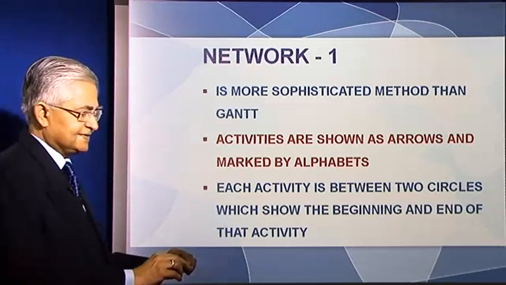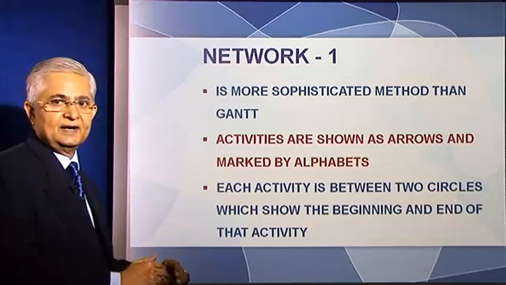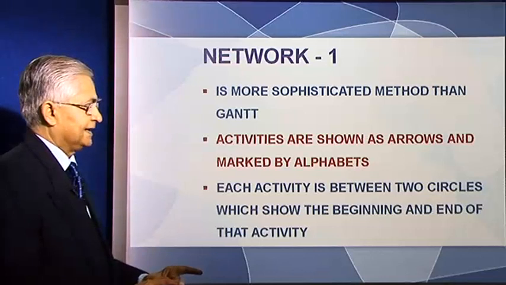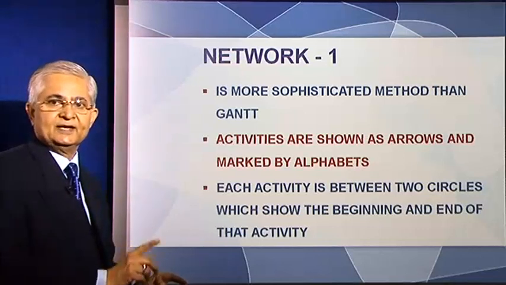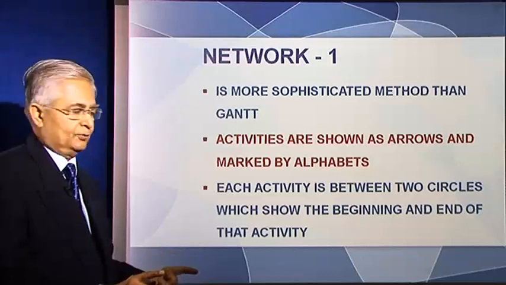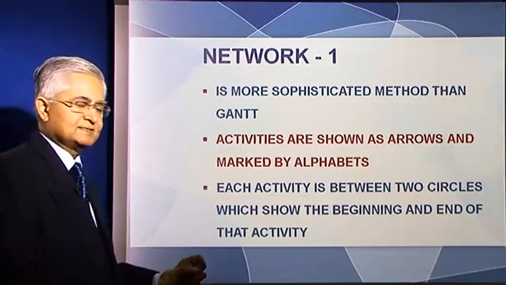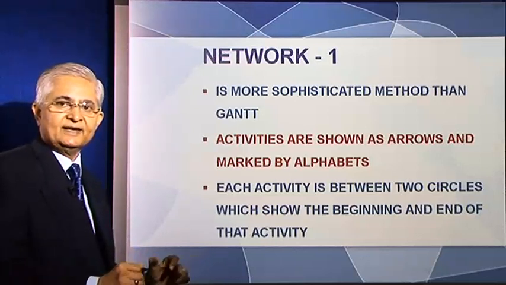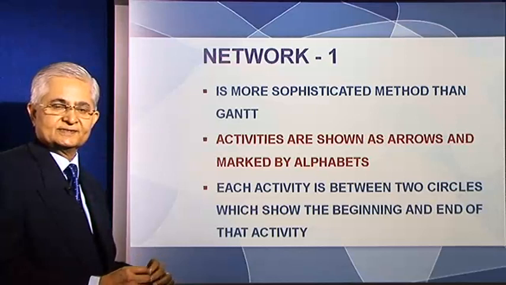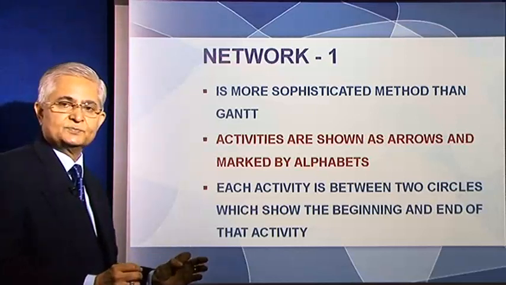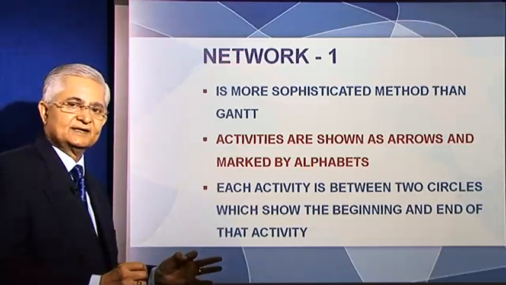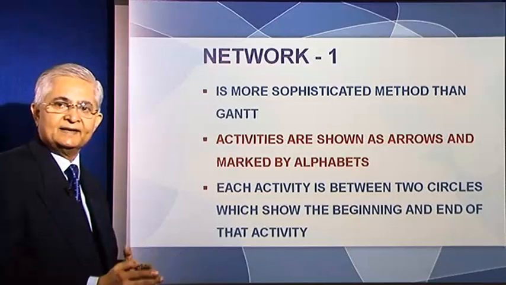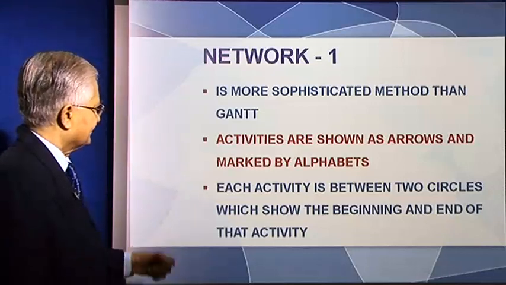The various activities A to G are each shown by an arrow, and they are marked by alphabets. A to G, each has an arrow. The arrow begins at a circle, ends at a circle. These circles are events. For instance, arrow A lies between two circles. The first circle is the beginning of A and the second circle is the end of A. So these are events.